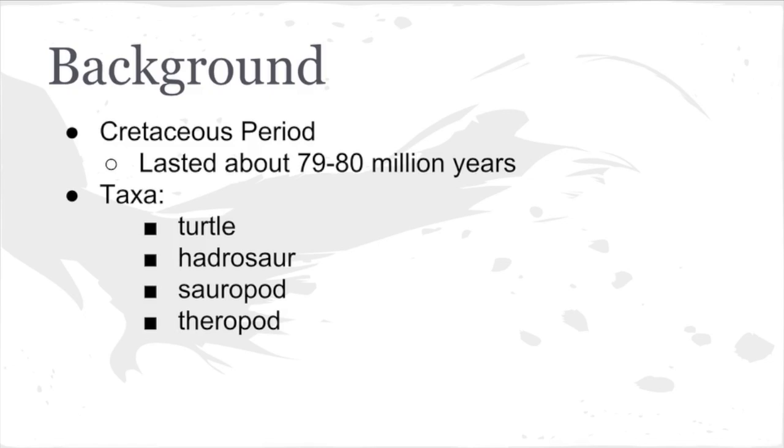All points dated from here on are pulled directly from the paper. This includes both bullets on the PowerPoint and further in-depth explanations provided verbally. The four main taxa observed in the study were a turtle, a hadrosaur, a sauropod, and a theropod.